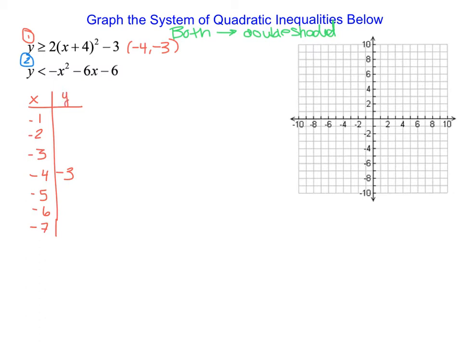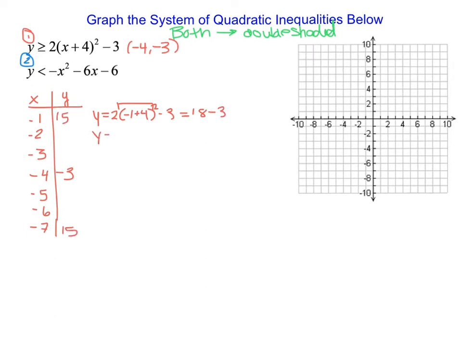But if we start with x is negative 1. So if we start with that, remember we're going to pretend this is an equation for a second. We have 2 times negative 1 plus 4 quantity squared minus 3. Well, this here is going to turn into 3 squared, so that's 9. 9 times 2 is 18, so 18 minus 3 is 15.